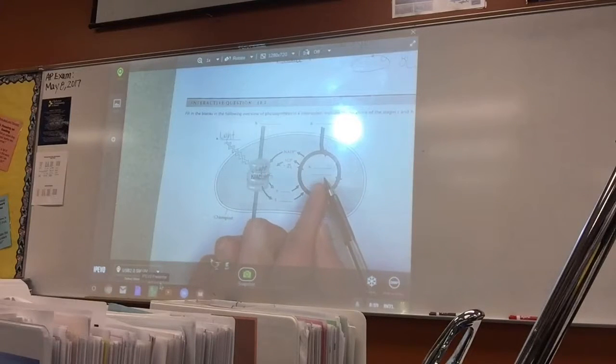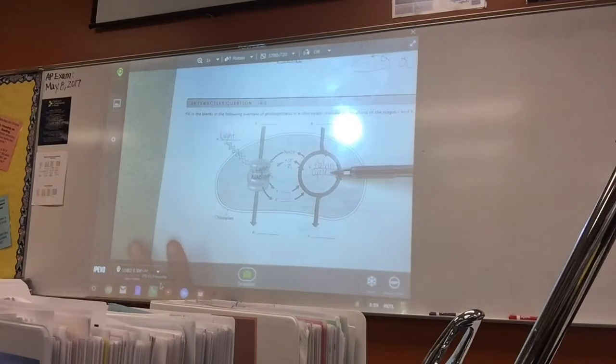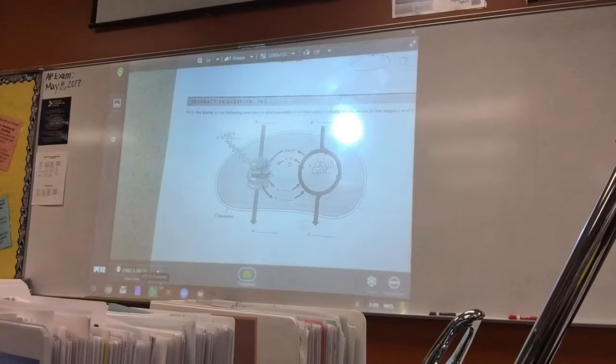The second part of photosynthesis goes around and around. Sam? Is the Calvin cycle. This is named after the person who discovered the Calvin cycle. His name was Melvin Calvin. All right. So he came up with the Calvin cycle.